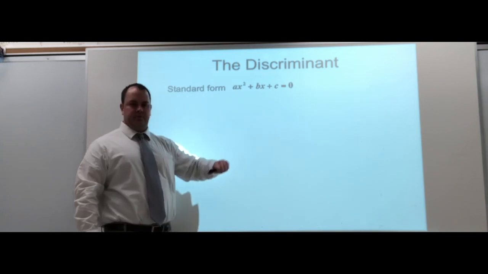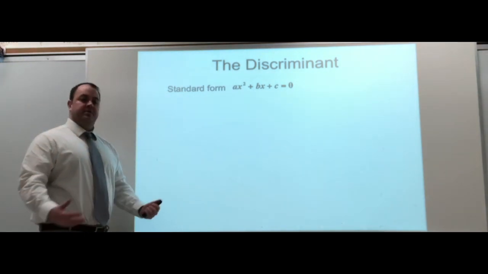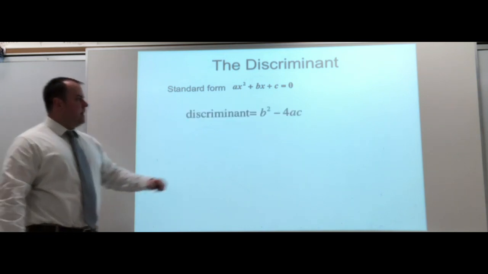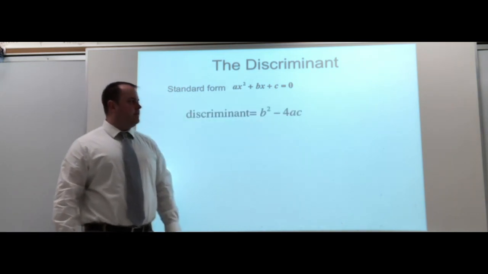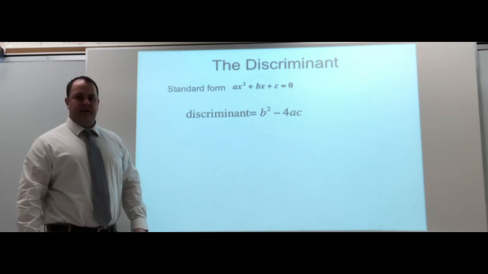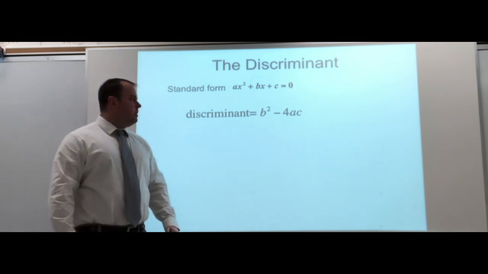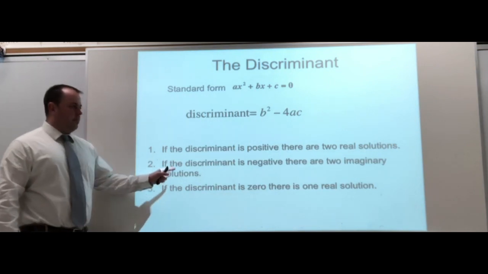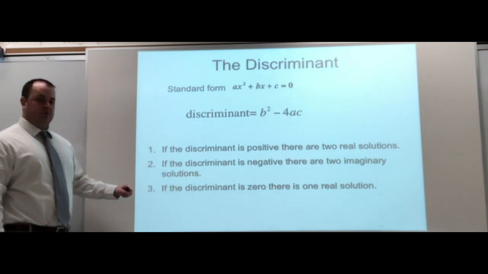Ax squared plus bx plus c equals 0. Okay. Once it's in standard form, you're picking out your a, your b, and your c, and the formula for the discriminant is b squared minus 4ac. Once you have that, this is the important part. It's telling us how many and what type of solutions it is.